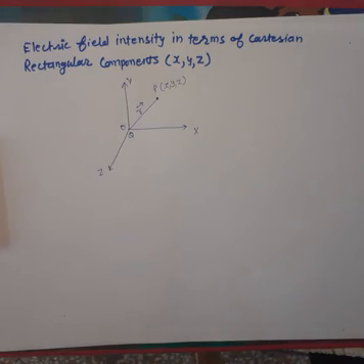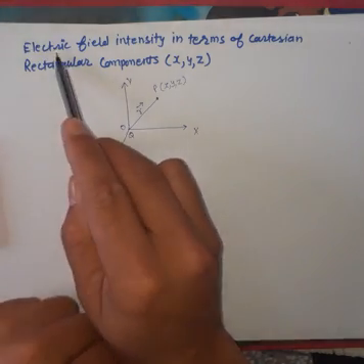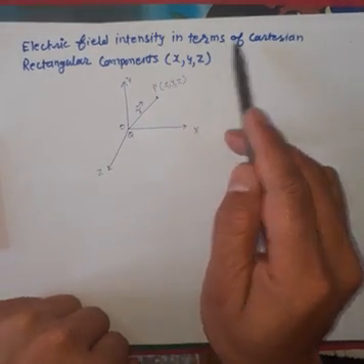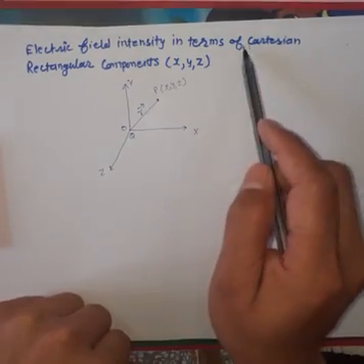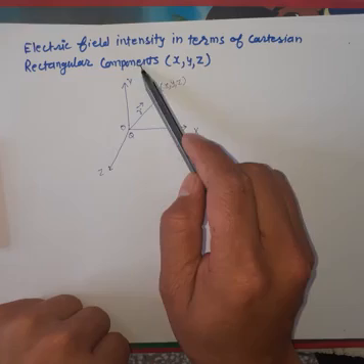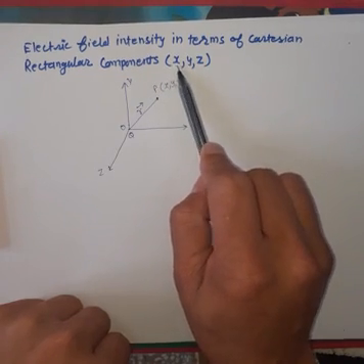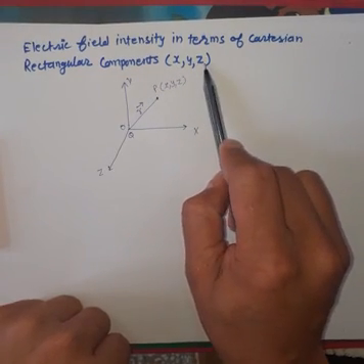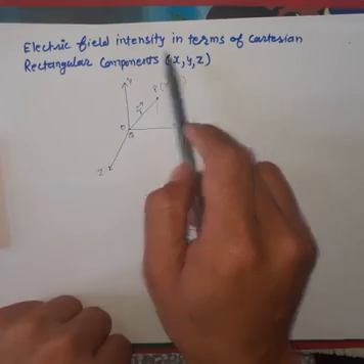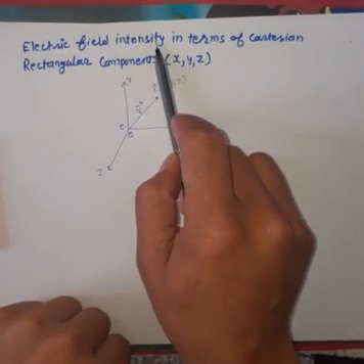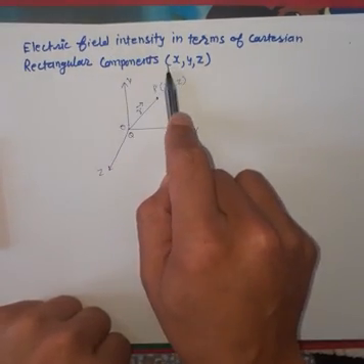So, today we are going to learn how to write the electric field intensity in terms of Cartesian rectangular components. Cartesian rectangular components means that the position is given in x, y and z. If three coordinates are given, three-dimensional geometry is there. So, how do we write this electric field intensity in component form?